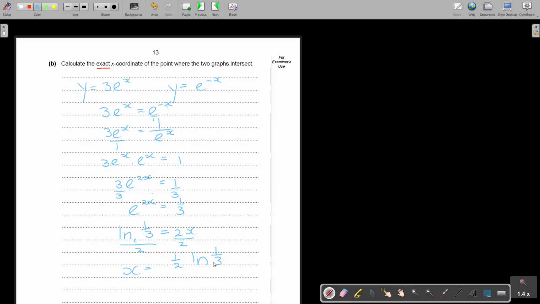Now, this is very important. They don't want you to work it out on a calculator. The reason why is they said exact. That's what they want. As soon as you take a calculator, it's not going to be exact anymore. So that is my final answer: x is equal to a half ln a third. Okay. Now, let's go to the exam report.